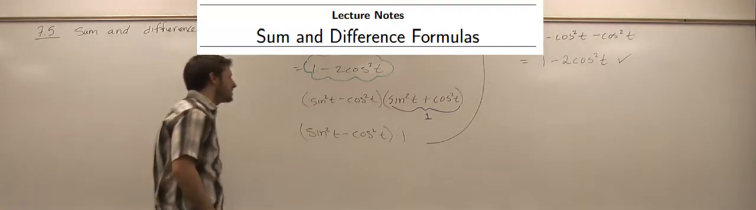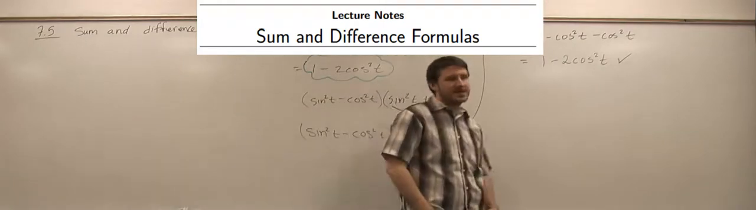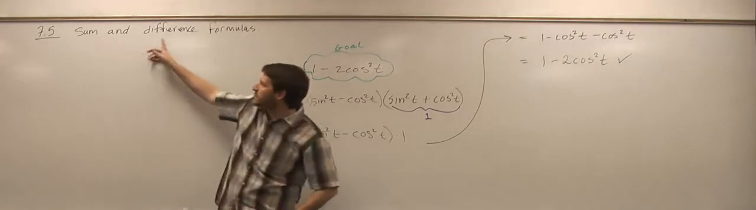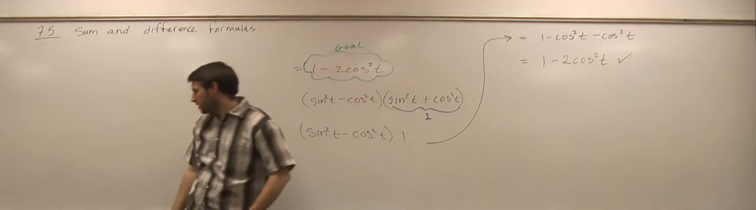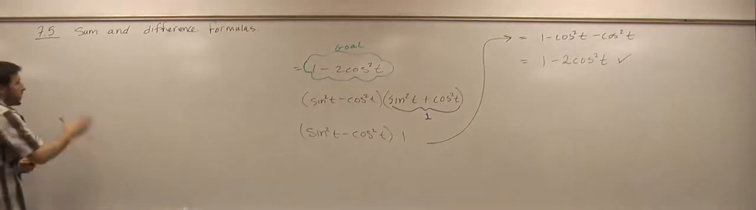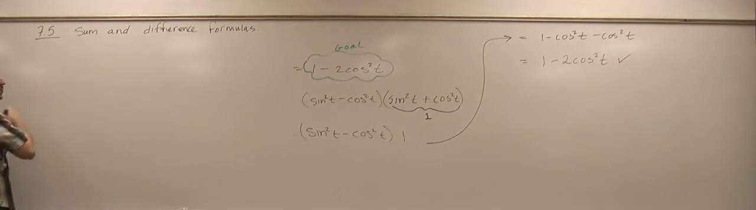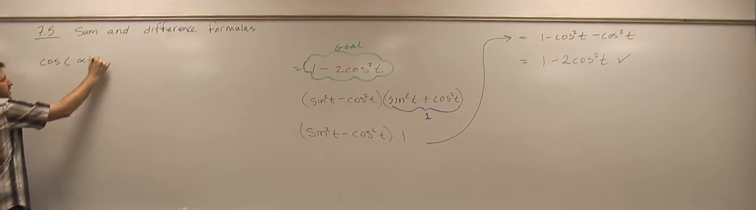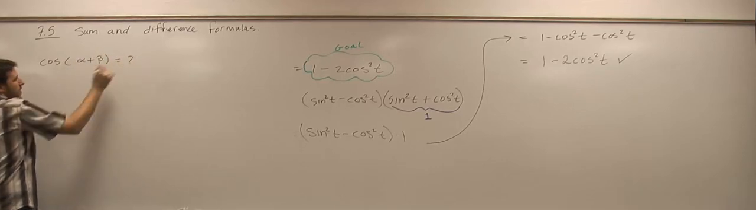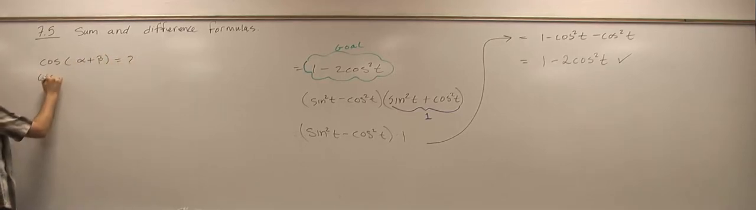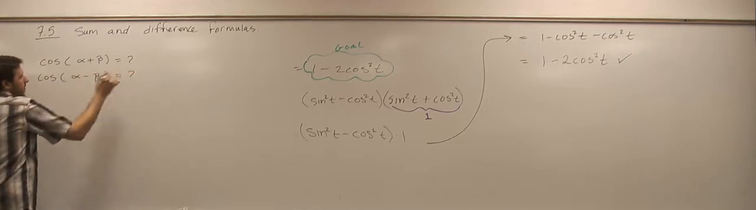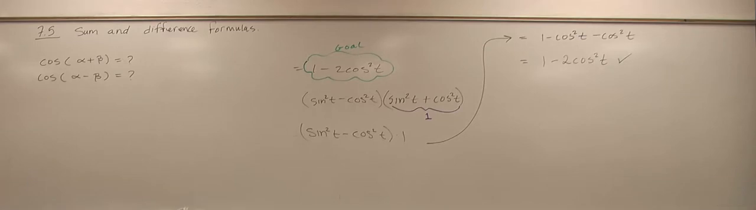The rest of this chapter is devoted to specific types of formulas that you run into in trigonometry. 7.5 is about sum and difference formulas. So what we really want to talk about in this section is what happens if you want to take cosine, say, of some angle plus another angle, or cosine of some angle minus another angle. That's what we're getting at in this section.